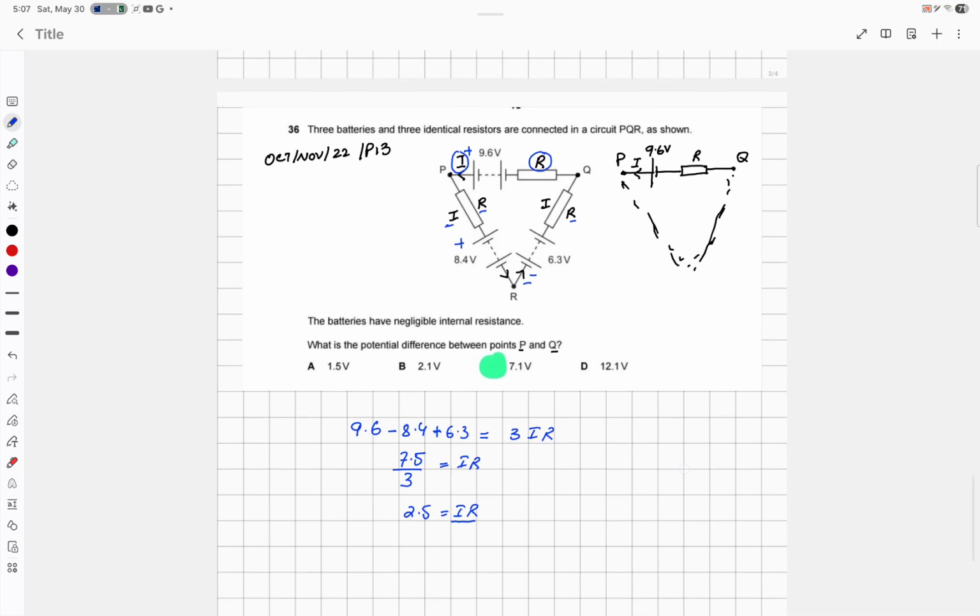Now you can see this is not the answer, because this IR is actually dropped across this resistor, 2.5 volts. So if I subtract 2.5 from 9.6, the remaining voltage is 7.1 volt, which will be offered between P and Q. And this 7.1 will be distributed here and here. So across P and Q, the answer would be 7.1 volt. Thank you.